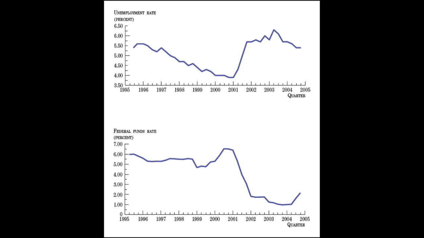This figure shows the behavior of the unemployment rate and the interest rates from 1995 through 2002. The top graph in the figure shows that the unemployment rate in the United States started to increase in 2001 after a continuous decline since 1995. The bottom graph in the figure shows that the interest rates in the economy dropped dramatically in 2001 until 2003.